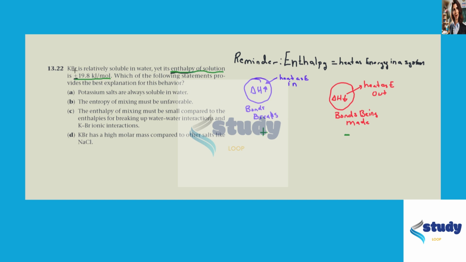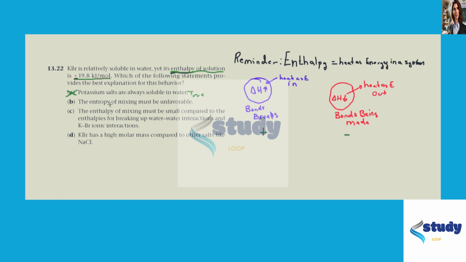Which of these explanations talks about potassium bromide being relatively soluble in water? Potassium salts are always soluble in water. That's absolutely correct statement. That statement is true for us because it is in group 1, our alkali metals. However, it says nothing about the enthalpy. So even though it's a true statement, it is not explaining what's going on with enthalpy in this situation. So let's look at B.